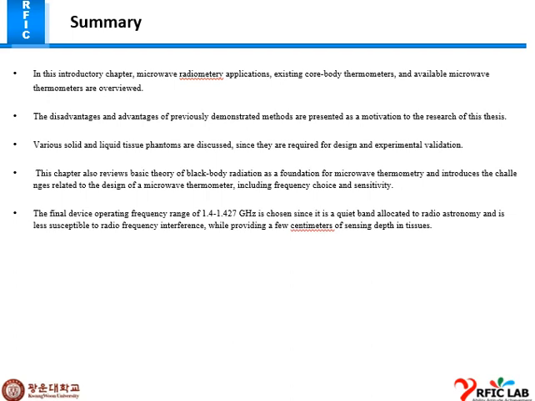And the final device operating frequency range of 1.4 to 1.427 gigahertz is chosen since it is a quiet band allocated to radio astronomy, less susceptible to radio frequency interference while providing a few centimeters of sensing depth.